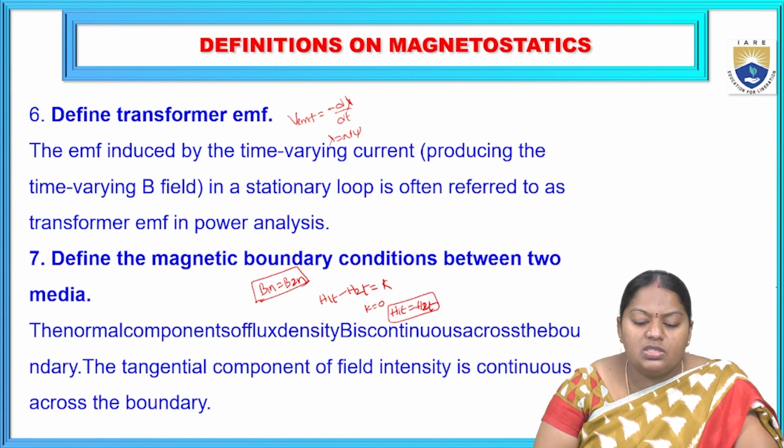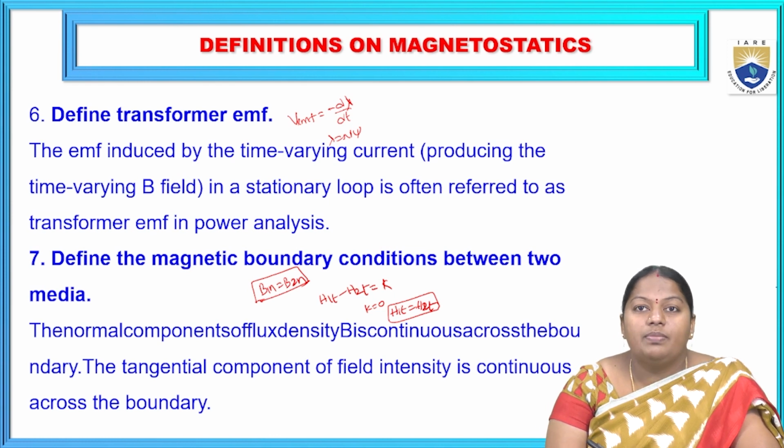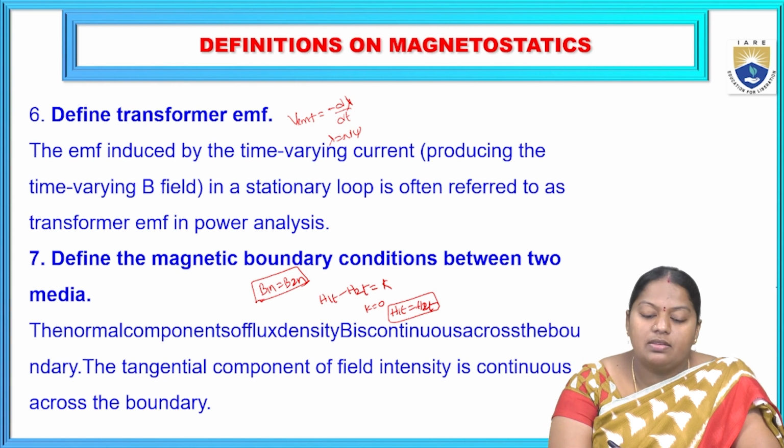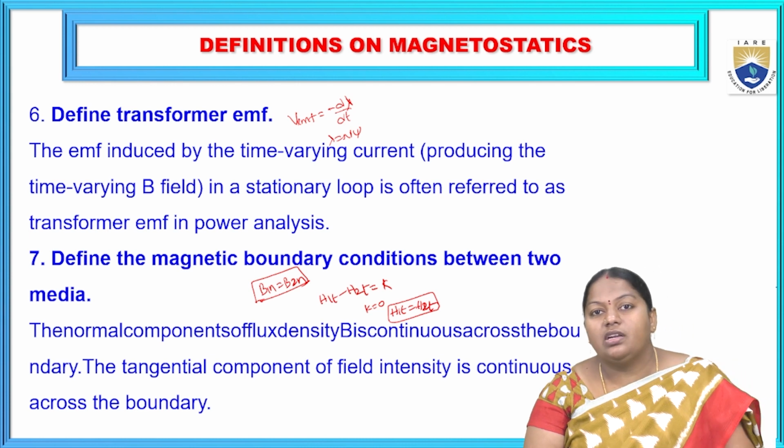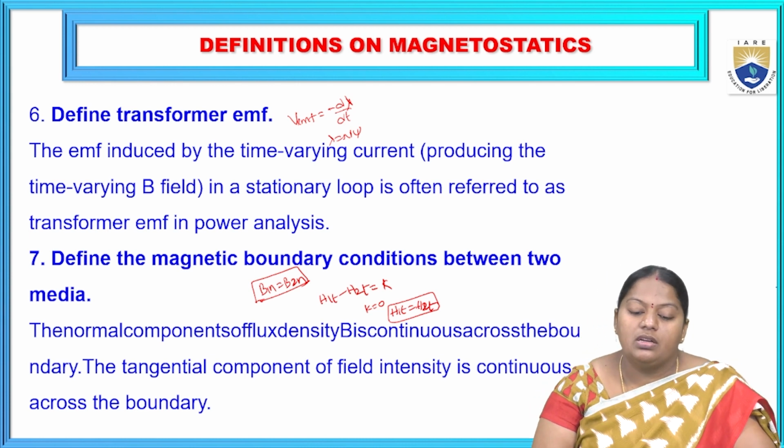So the EMF produced by the time varying current producing the time varying B field in a stationary loop is often referred to as a transformer EMF in the power analysis. And it is given by V_EMF equal to minus d lambda by dt. V_EMF is said to be the induced EMF in any closed circuit, and it is directly proportional to the time rate of decrease of magnetic flux linkage. That magnetic flux linkage is given by lambda and it is represented as N psi.